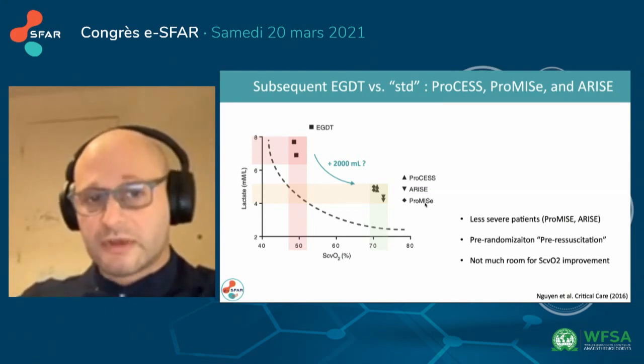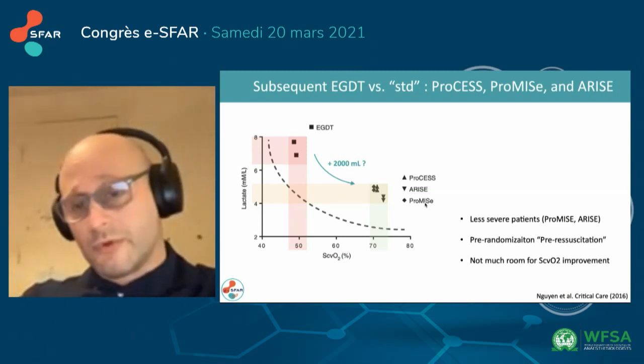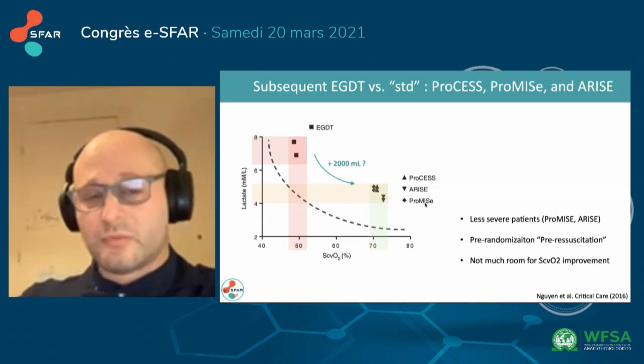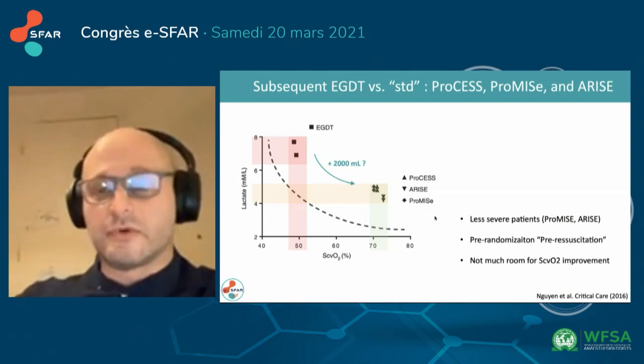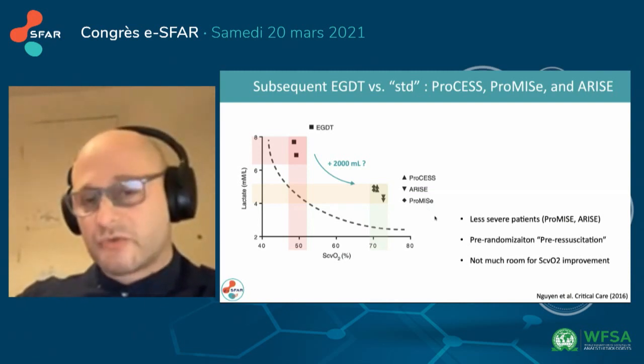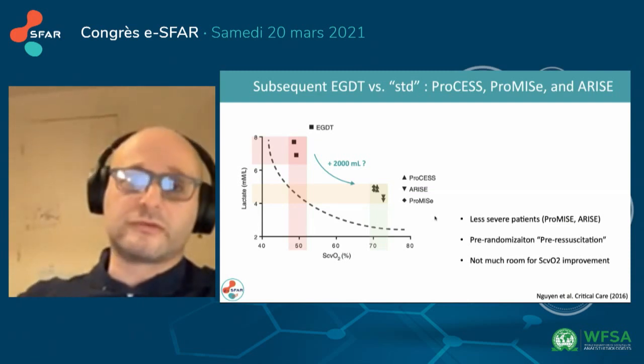being randomized, and maybe therefore had lower lactate and were in a normal range of median ScvO2. There were about 20% of patients who still had lower ScvO2. And so there was not much room for ScvO2-based improvement in these patients. It doesn't allow us to conclude much.